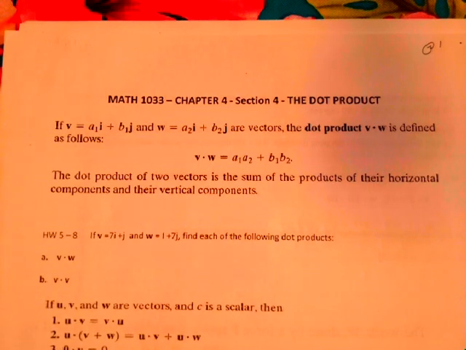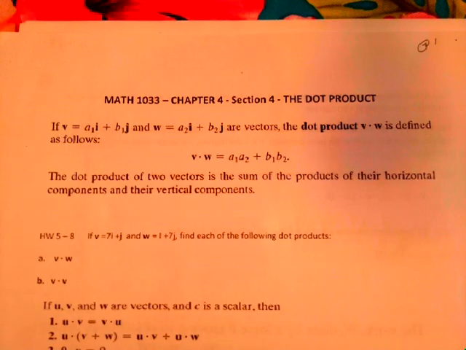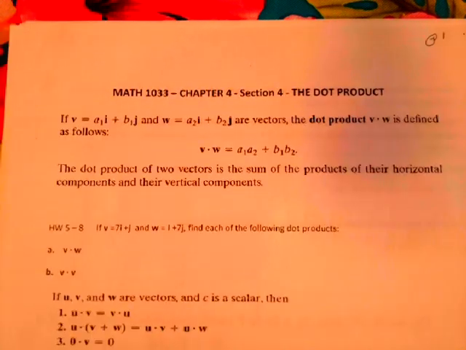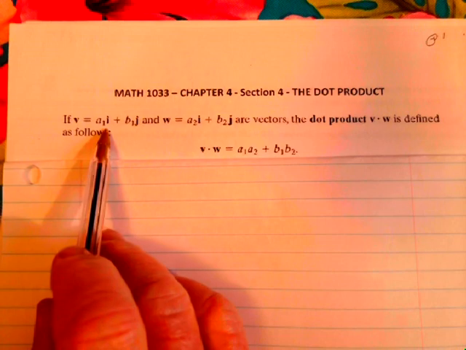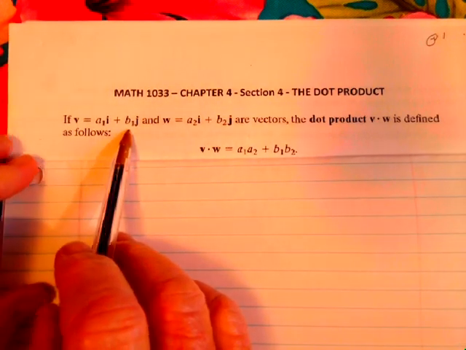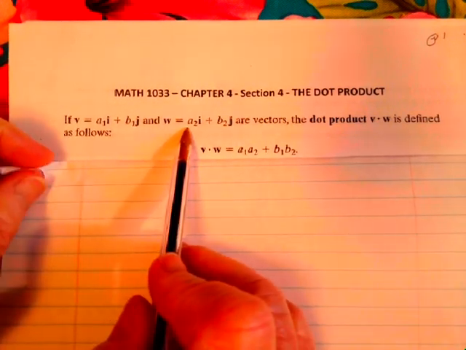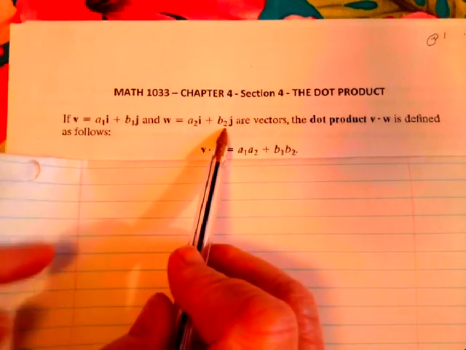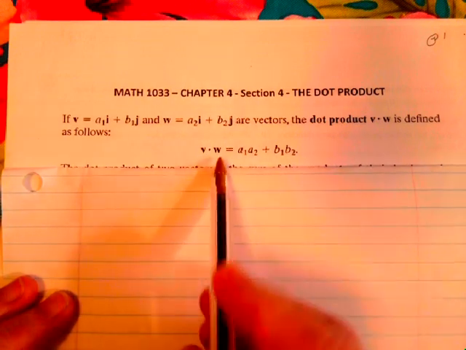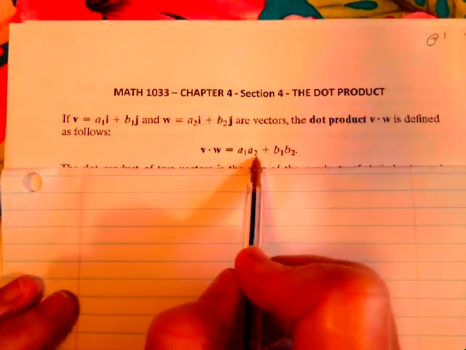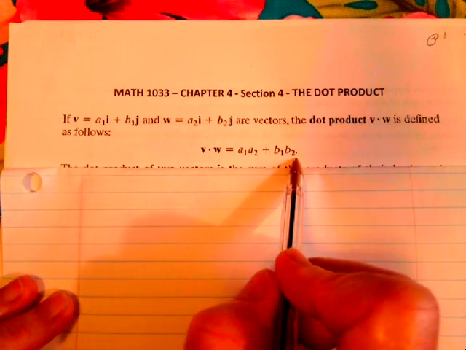Let's look at the last new section in chapter 4. 4.4 is the dot product. A vector v equals a1i plus b1j, and w equals a2i plus b2j. The dot product v dot w is a1 times a2 plus b1 times b2.